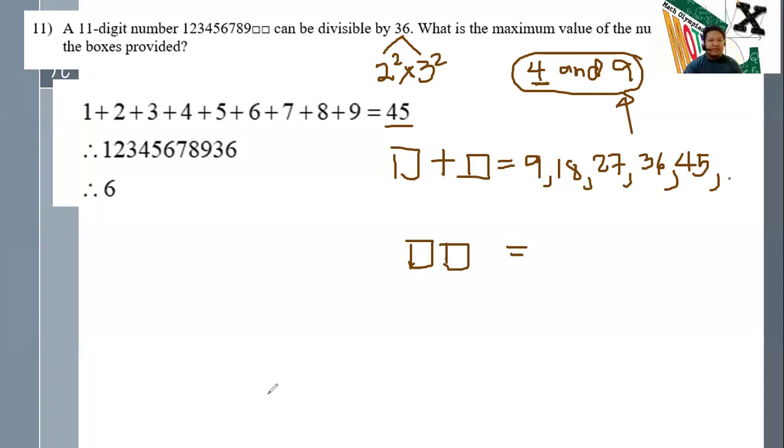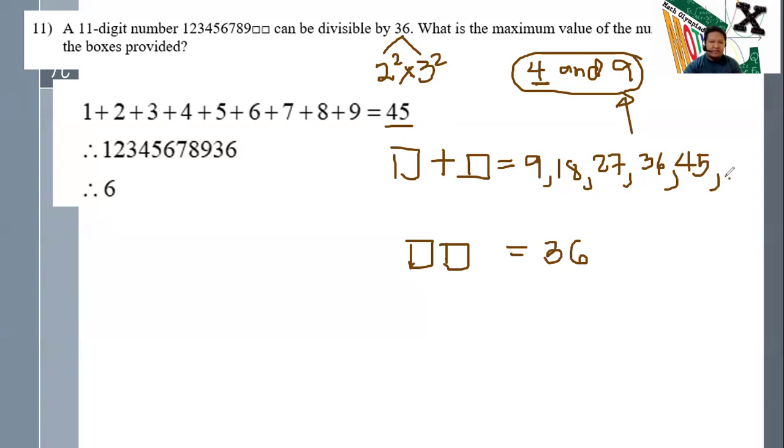So again, prime factorization will be applying the divisibility rule of 9. You can see it's divisible by 9. And then 4. The divisibility rule of 4 is that the last two digits of the number should be divisible by 4. So the choices for the last two digits are either 36, and 45, 54. No, 54 is not divisible by 4.